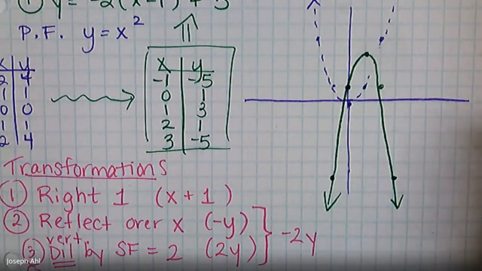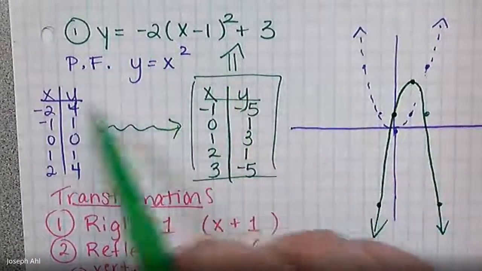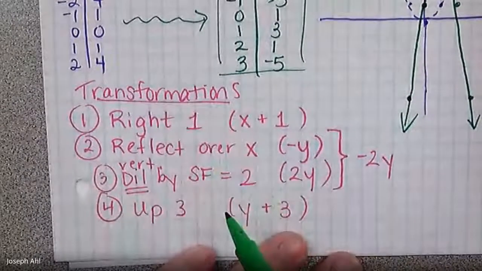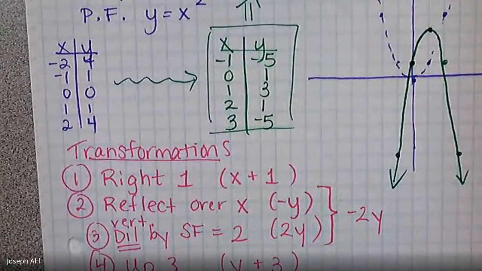Okay. So this is how we're going to do our approach today. Every time I give you an example, we're going to think about, hey, what's the parent function? Let's make a table for it. I want you to list the transformations and apply those transformations to the table of values that we've created. Okay, let's get right into another practice problem here.